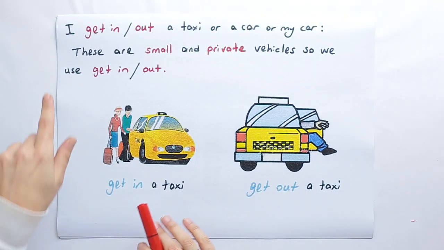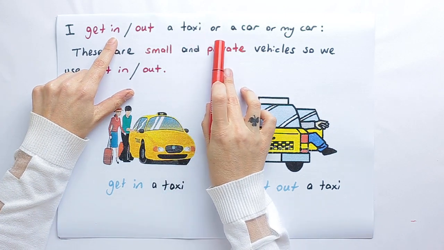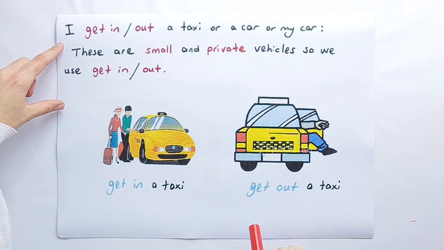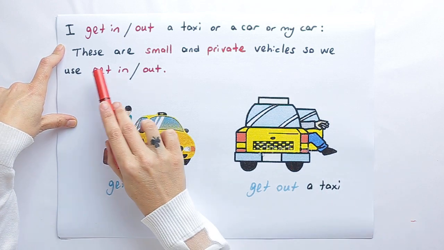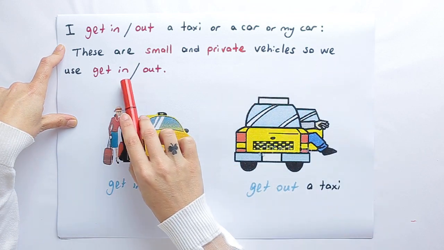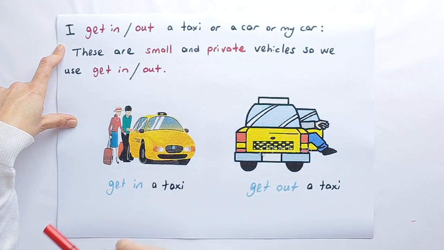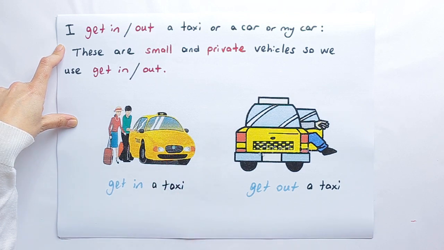Get in and get out. I get in a taxi or a car or my car. Get in a taxi, get out of a taxi. These are small and private vehicles, so we use get in or get out. I get in a taxi, I get in my car, I get out of a taxi, I get out of my car.